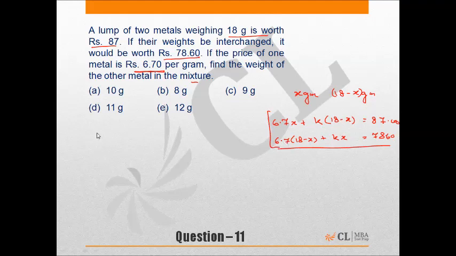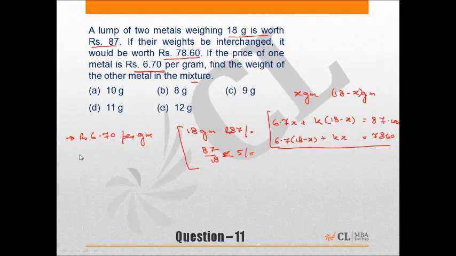There are two metals. Price of one is 6.7 rupees per gram. The total weight is 18 grams and the original total cost is 87 rupees. So what is the original rupees per gram? The average price is 87 by 18, which is, 18 5s are 90, so actually less than 5 rupees per gram. Which means this is the more expensive item. The price of the other item should be lesser than 5 rupees per gram.